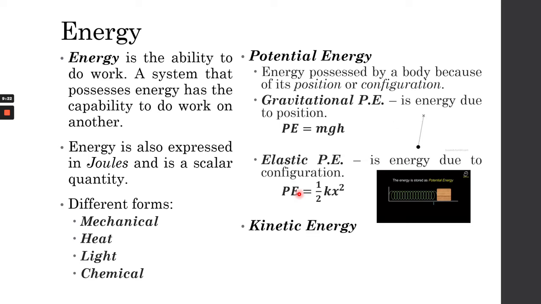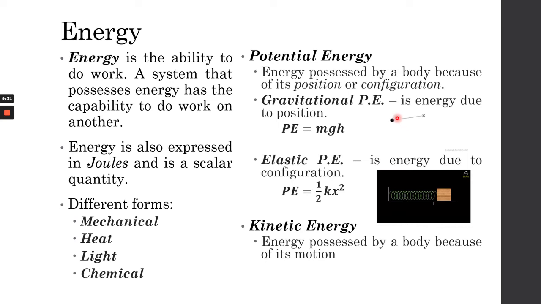Lastly is what we call the kinetic energy. So kinetic energy is the energy possessed by a body because of its motion. So once that object starts moving, it can possess what we call a kinetic energy. And its kinetic energy is due to its motion. And we can solve for that kinetic energy by multiplying the mass to the velocity of the object squared multiplied by 1/2.